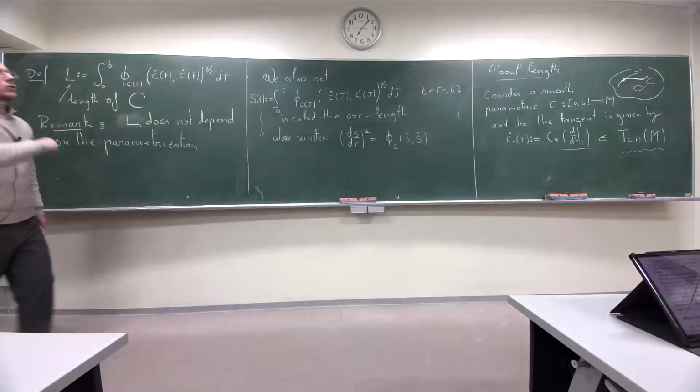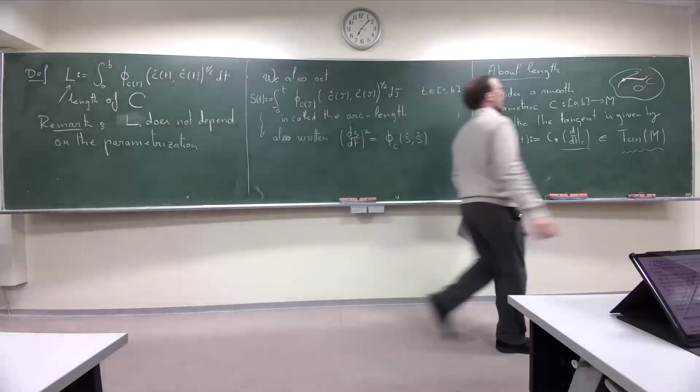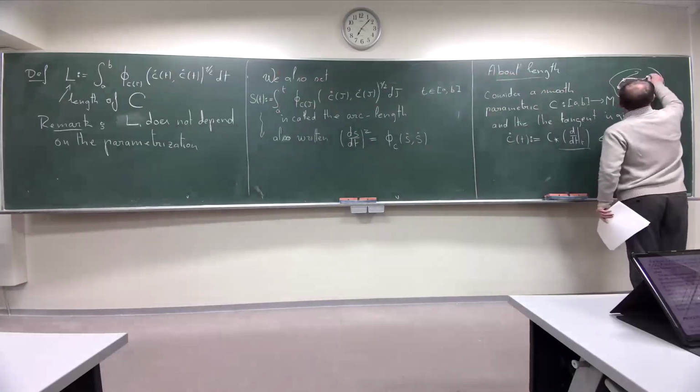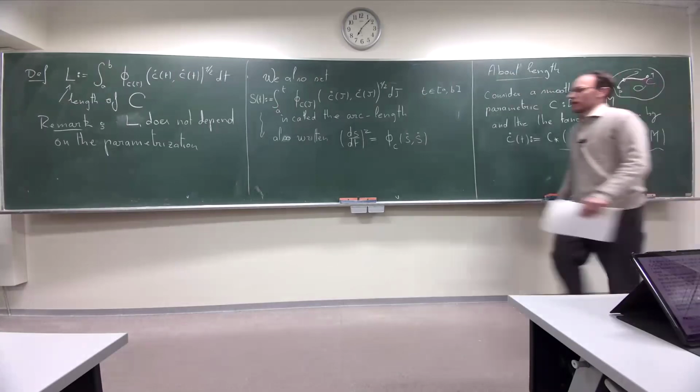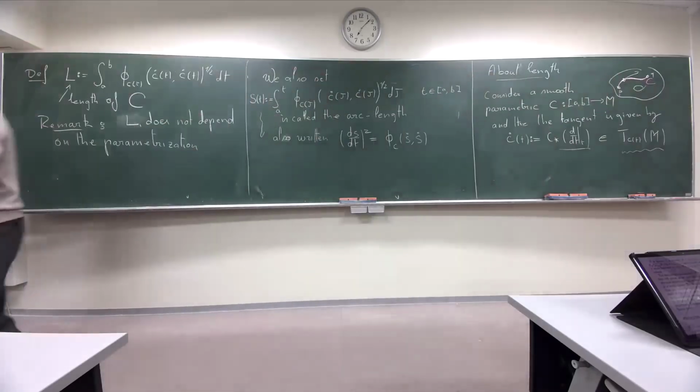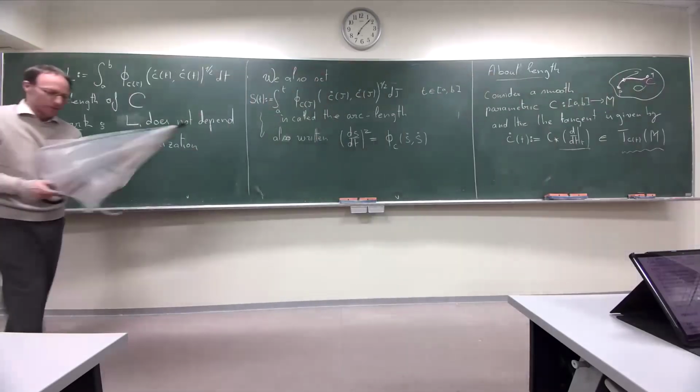So we know how to define the length of a curve. Why is this useful? Because I can now define a distance. I want to look at the distance between P and Q on the manifold. So how am I going to do it?